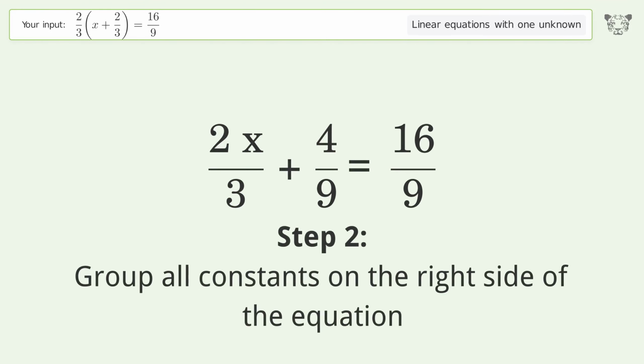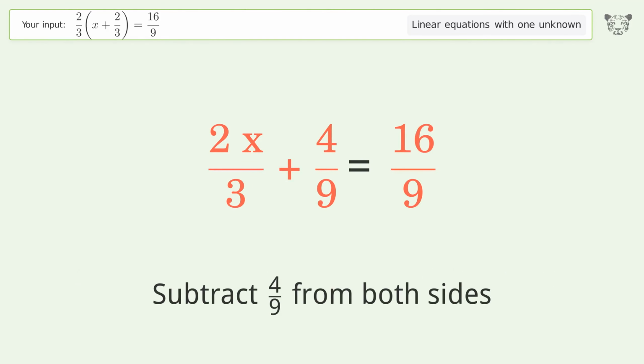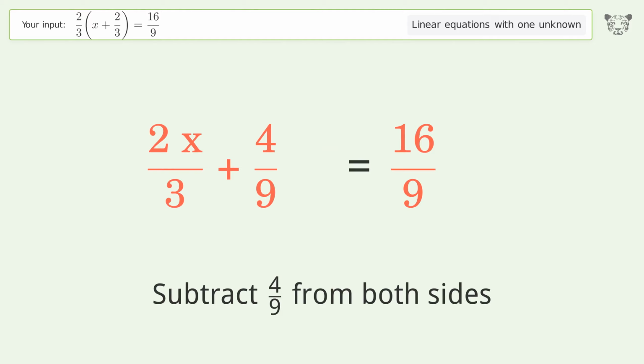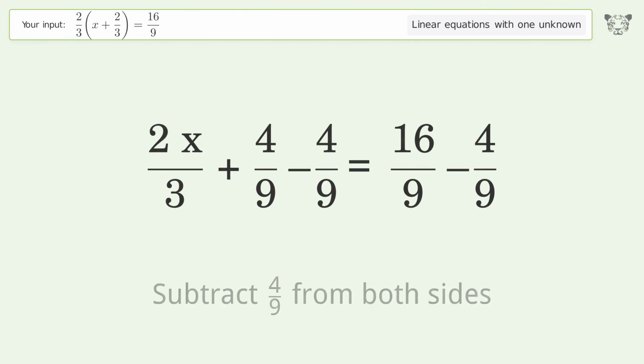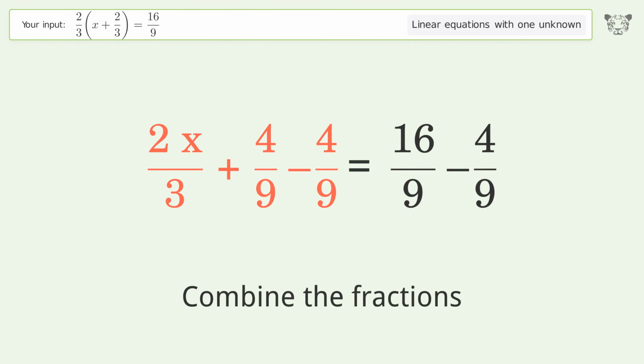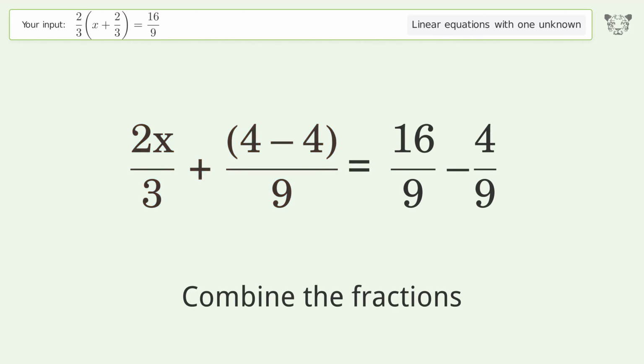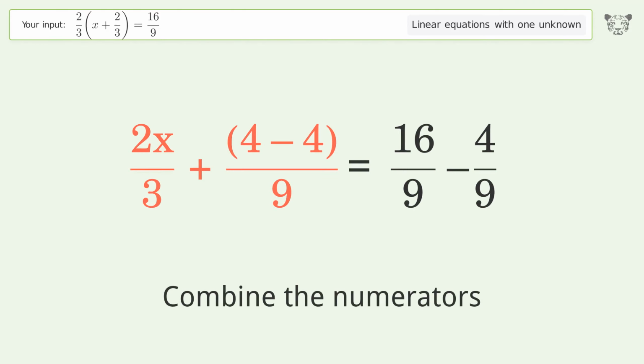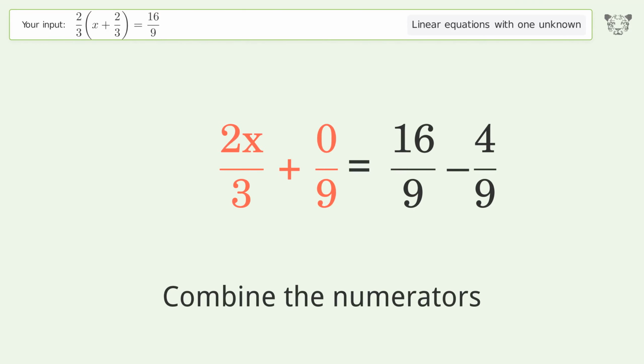Group all constants on the right side of the equation. Subtract 4/9 from both sides. Combine the fractions. Combine the numerators. Reduce the zero numerator.